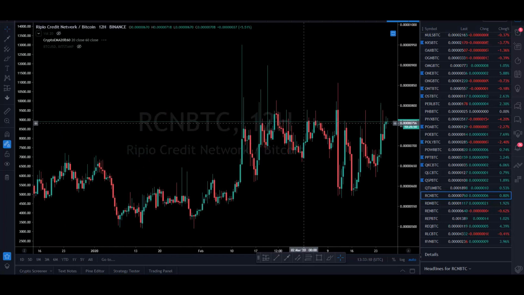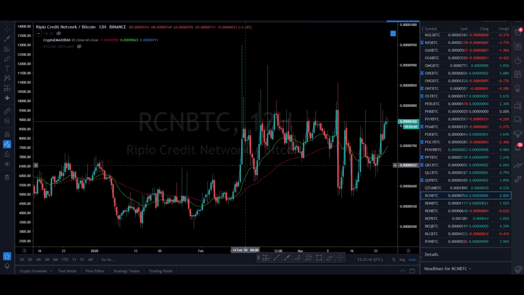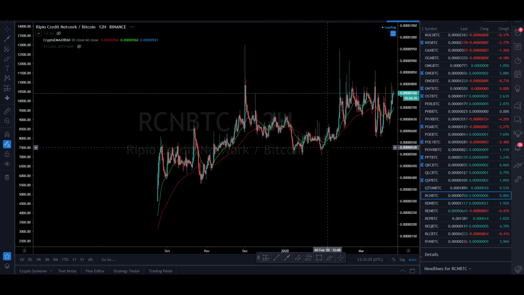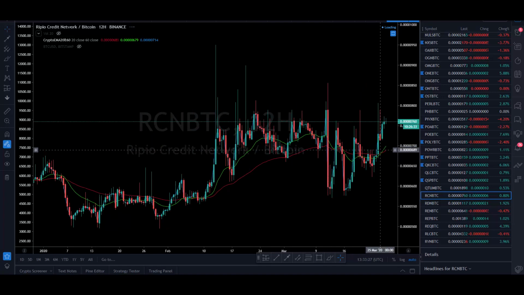And we can see here that I used the indicator called the crypto EMA 20 and 60. The red line is set at 60 periods and the green line is set at 20. Very simple, two different exponential moving averages. And it crossed over on the 12-hour time frame. So this triggered us into a trade.